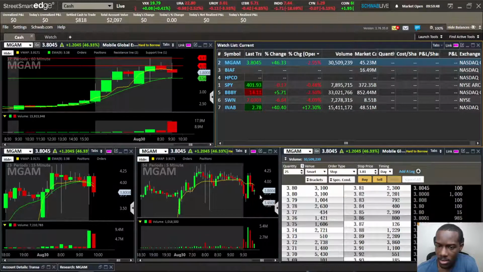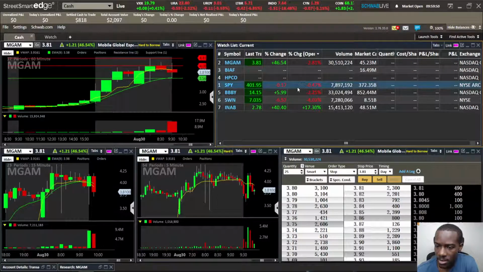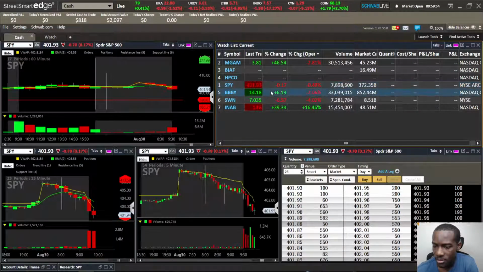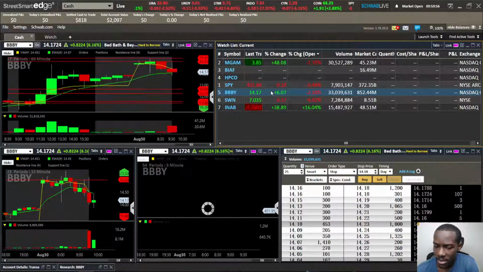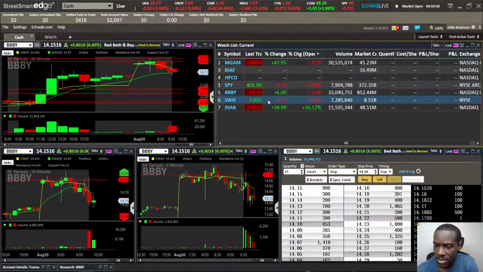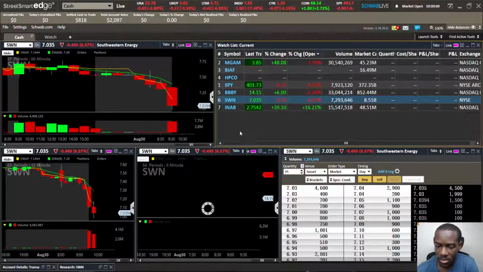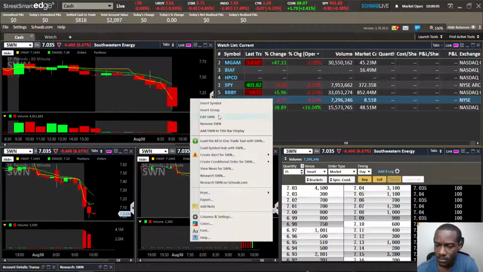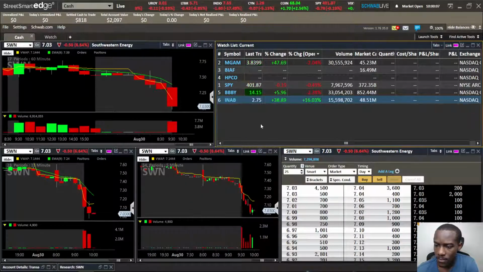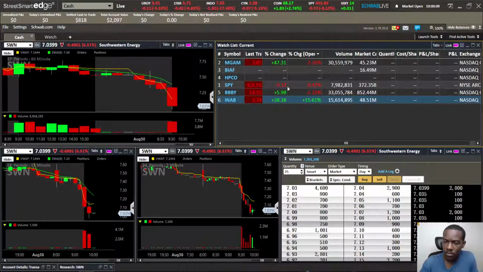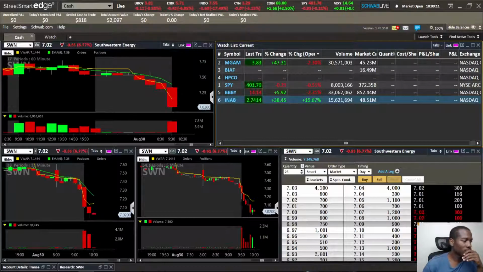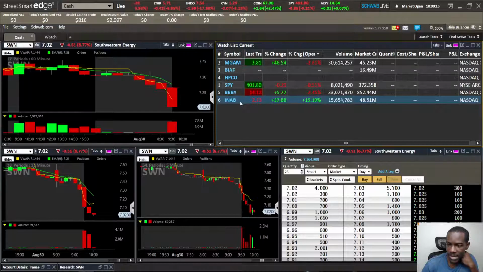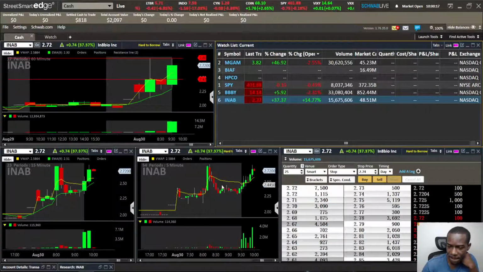MGAM continuing to pump on down. The SPY is at the 401, looking like it wants to test that 400 level. Bed Bath & Beyond still floating around the 14s as well. And then Smith & Wesson continues to come on down as well. You locked out a bit on INAB. Nice.